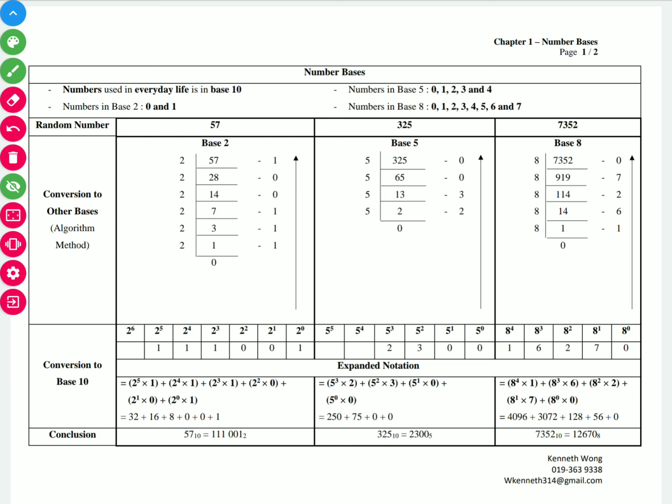Like, for example, let's take base 8. Numbers in base 8, it's going to be here. You can see that it's only till 7. And we can join those numbers together.